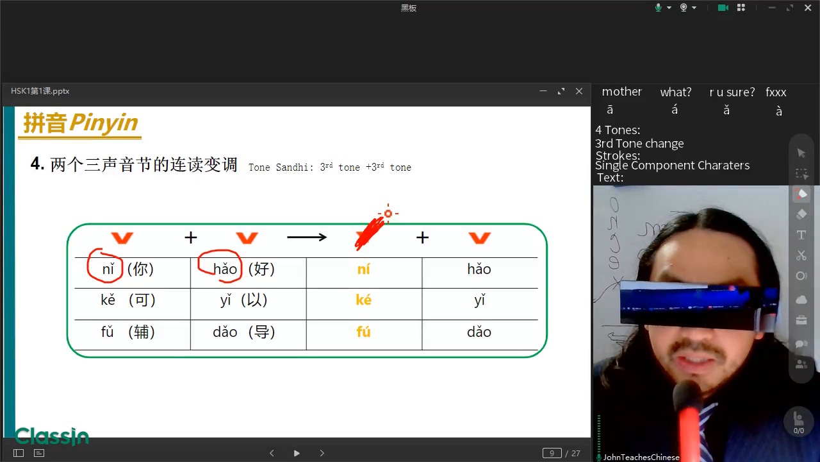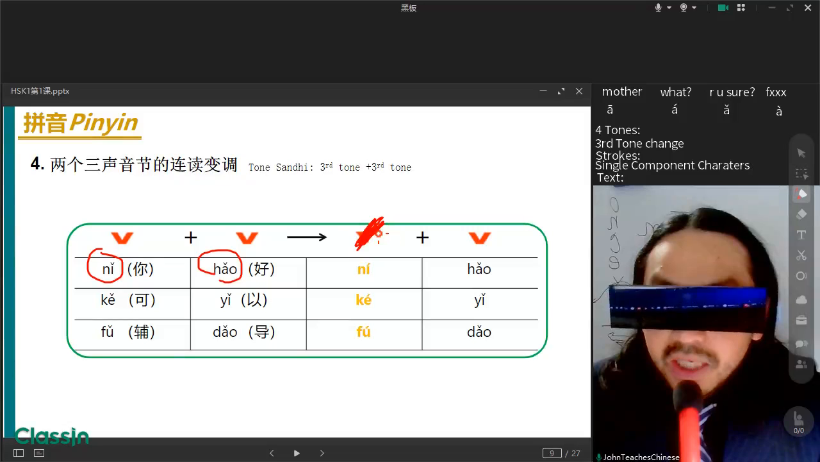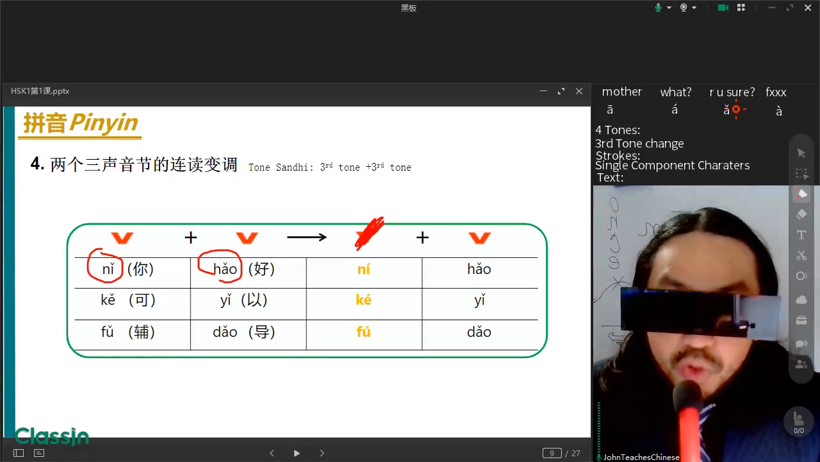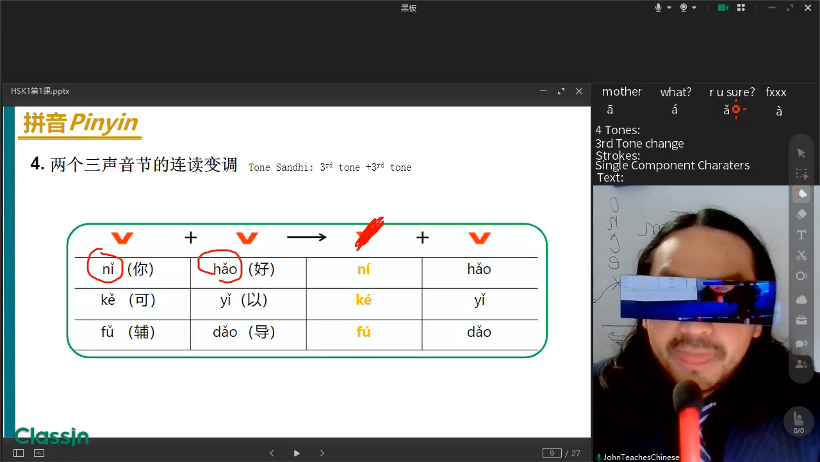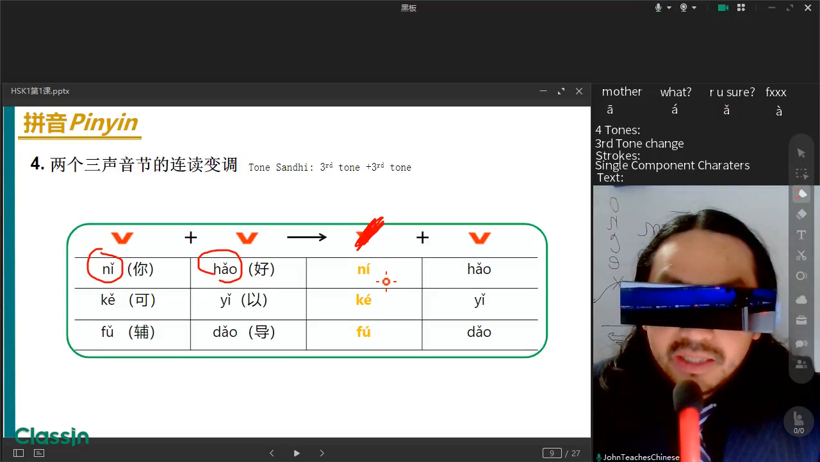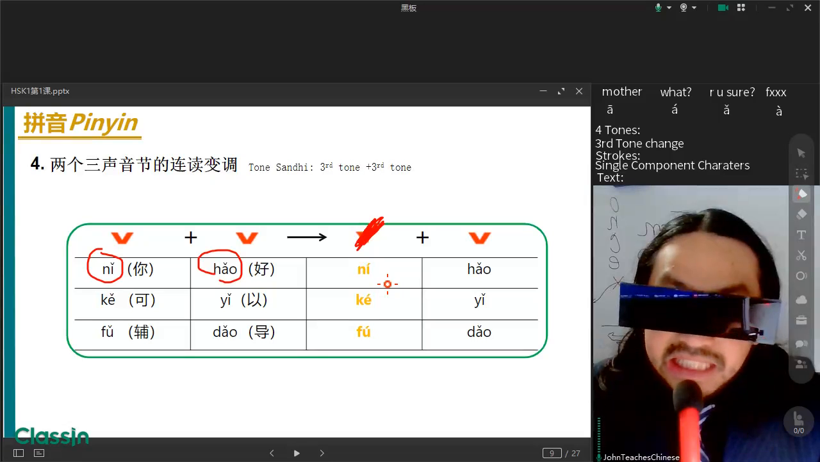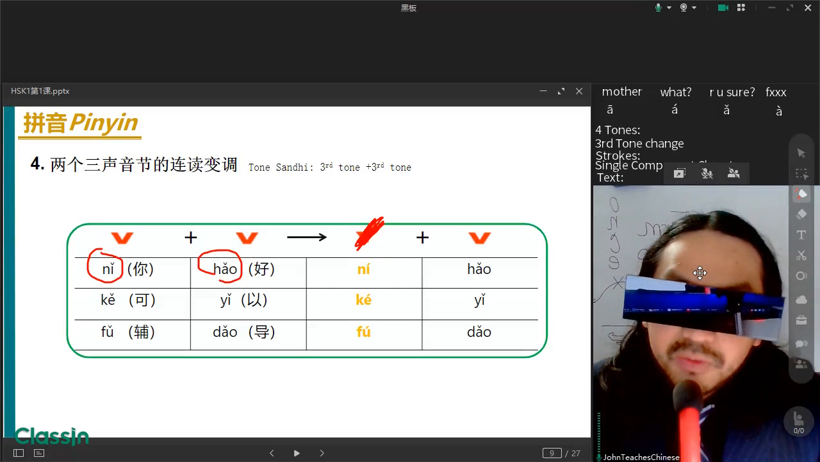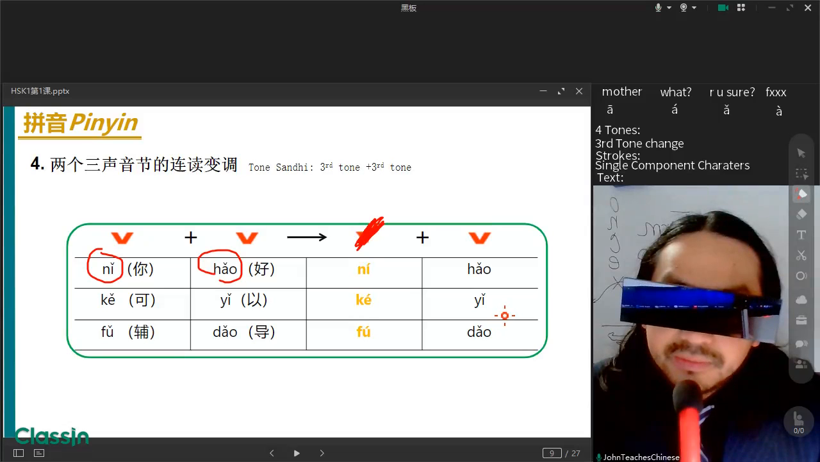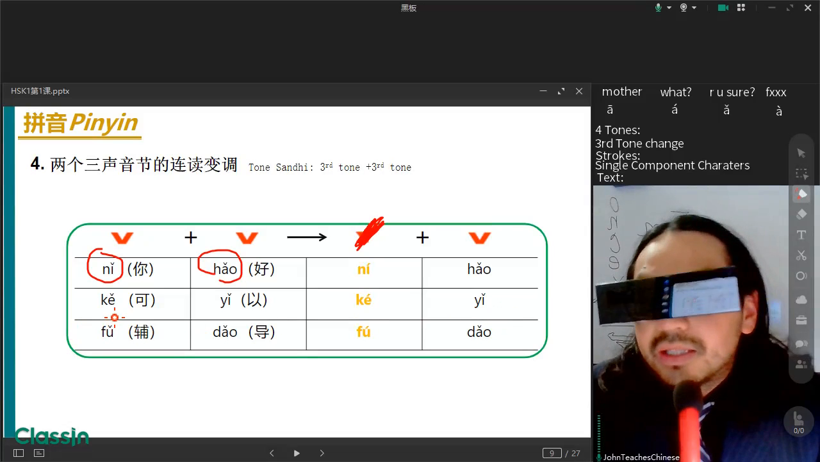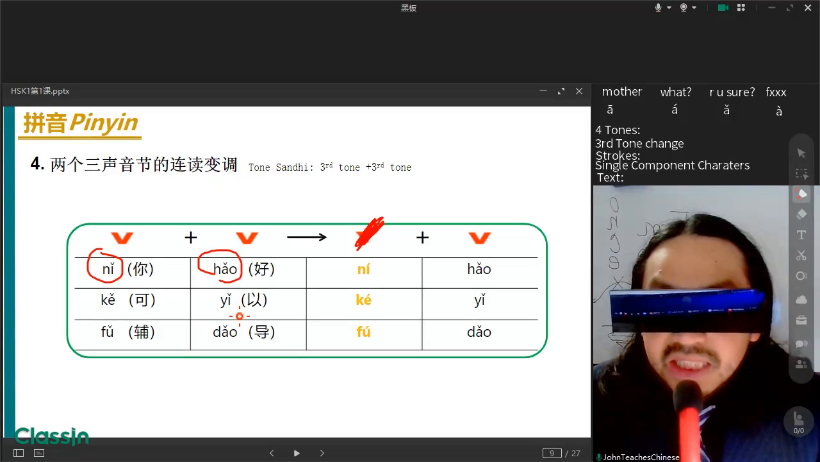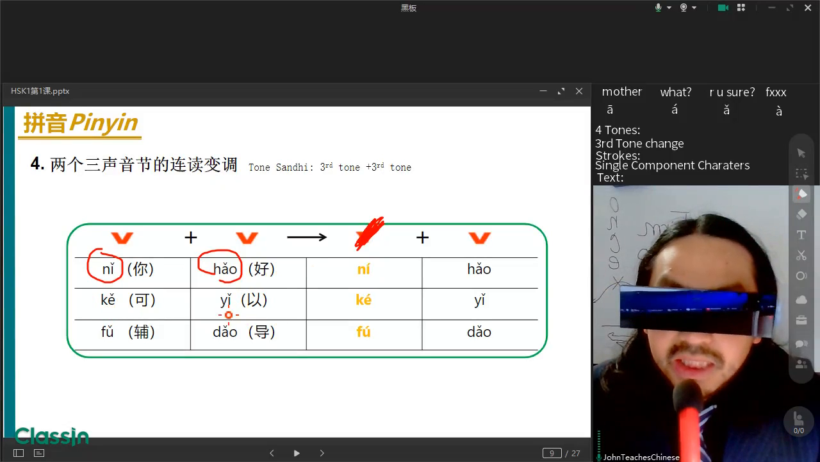Have you noticed that when I'm saying 你好, it seems that I'm not pronouncing the 你 in the third tone? I'm pronouncing it in the second tone. 你好. Have you noticed that? Correct? And the next example is 可以.